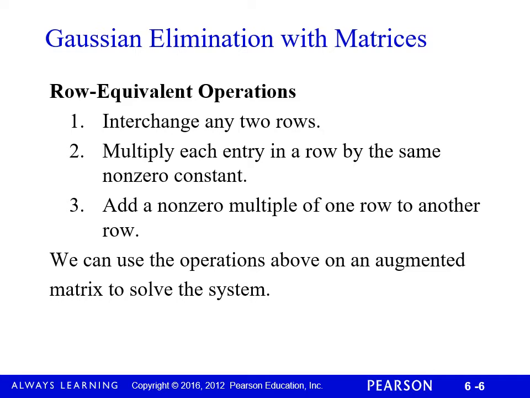You can swap any 2 rows. So you can turn row 1 into row 2 and vice versa, okay? You can multiply each entry in a row by the same constant, but the constant cannot be 0. You can add a non-zero multiple of one row to another row. And we use these operations above on an augmented matrix to solve the system.